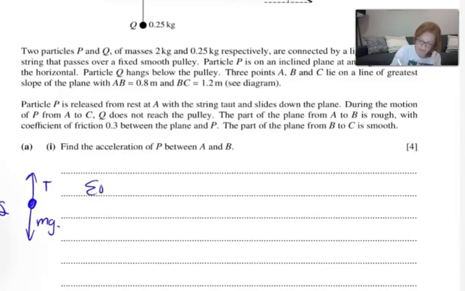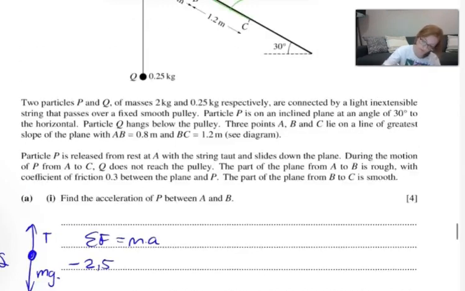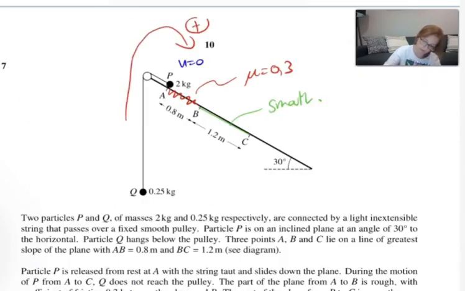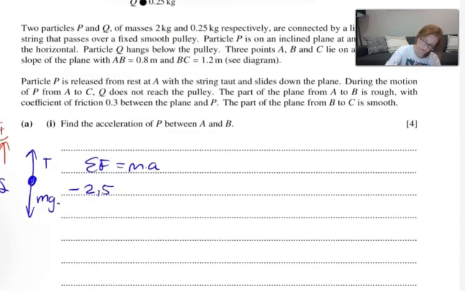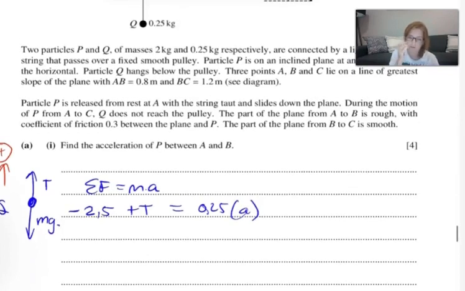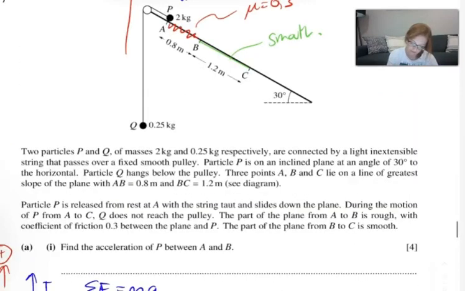So my sum of forces is mass times acceleration, and I know that my mass is 0.25. My mass times gravity is 2.5. It's going down. I'm taking my direction of motion to be positive, by the way. So if I look at particle Q, up is positive. So minus 2.5 plus T is equal to 0.25 times acceleration. Oh, I shouldn't actually split these particles up. I should look at the system as a whole. But anyway, let's just keep going.